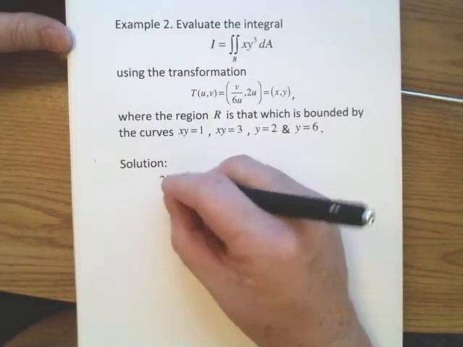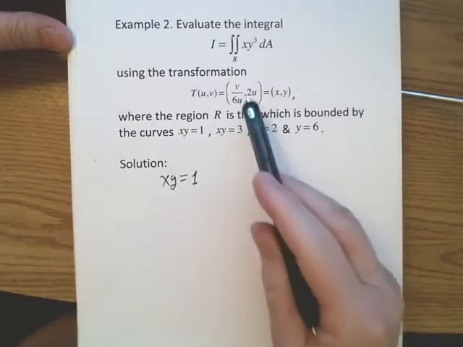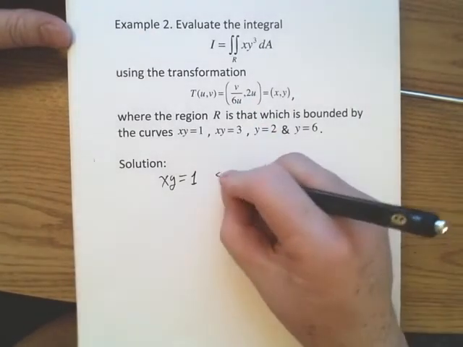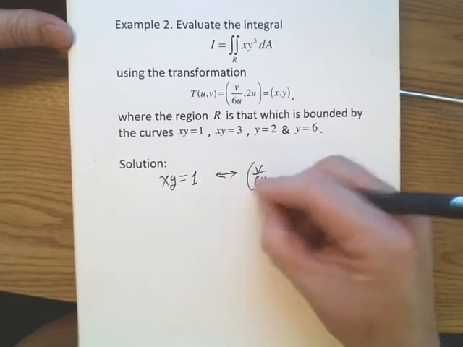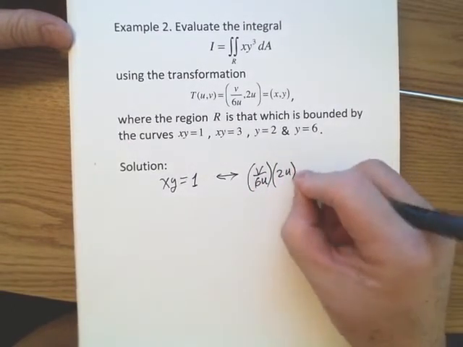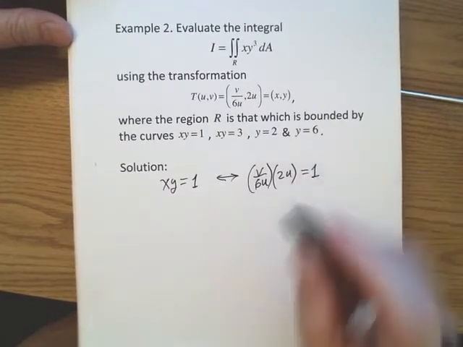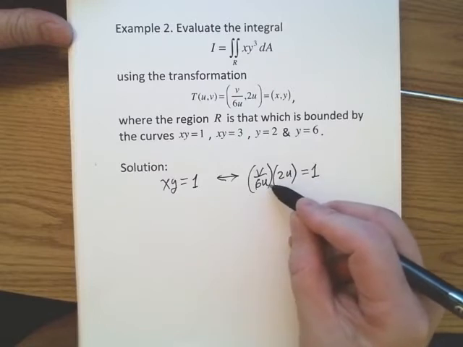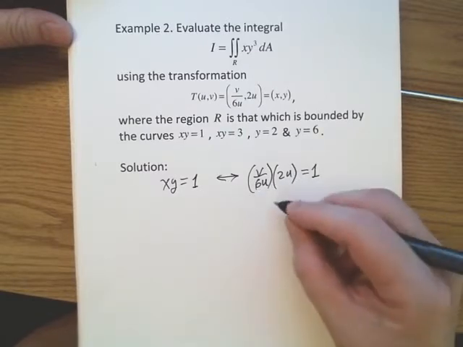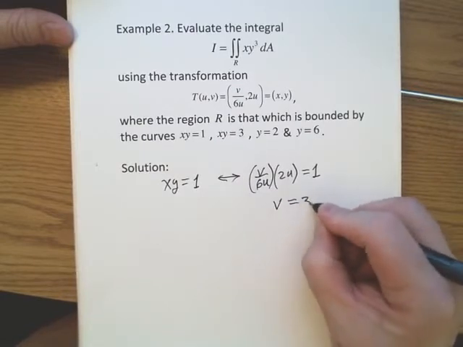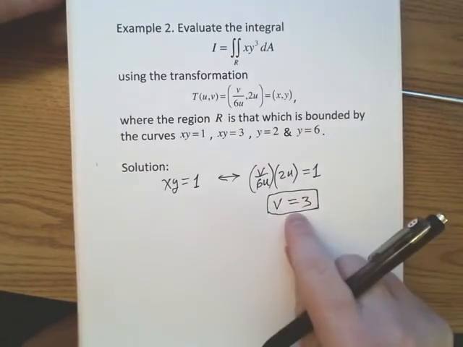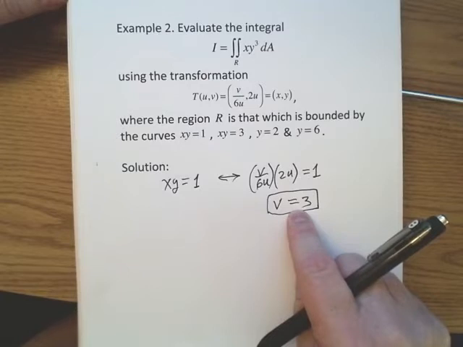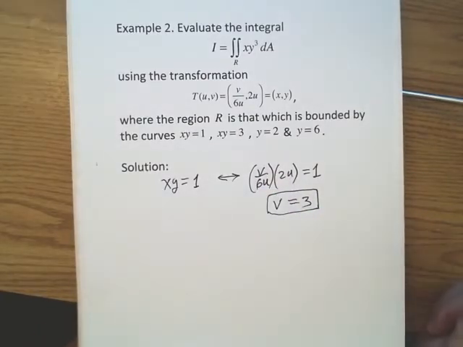Let's look at xy equals 1. We want to transform that curve into u and v curves. So this is going to be equivalent to, let's see, now what is x? X is v over 6u. Y is 2u. And this is supposed to be identically 1. So the u's would cancel, and 2 divided by 6 is 1/3. So if I multiply on both sides, v equals 3. What's nice about that is that this is going to be a vertical line in the uv plane. I'll make u the horizontal and v the vertical axis.